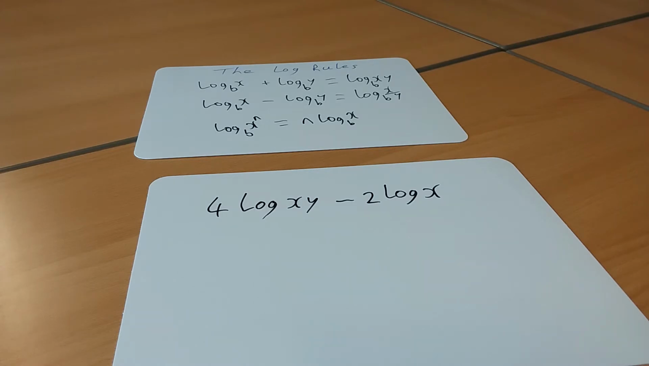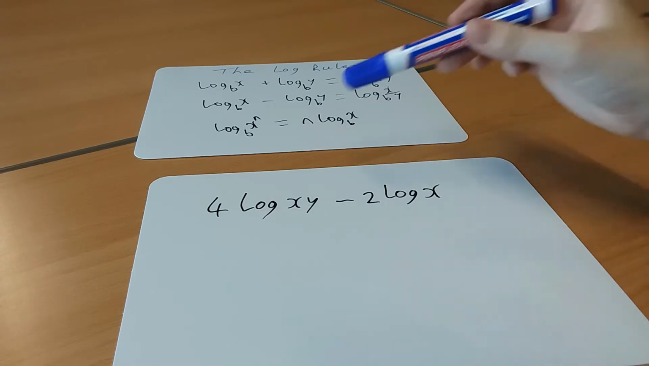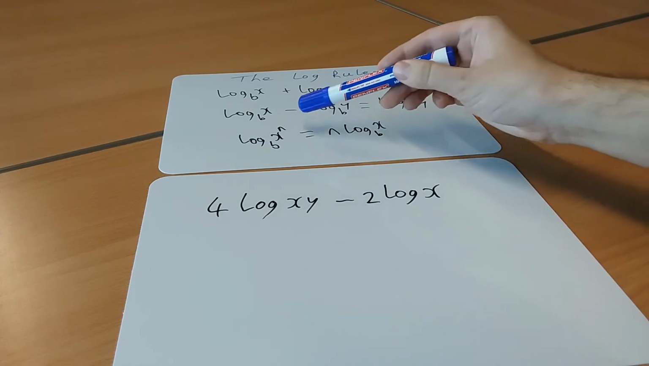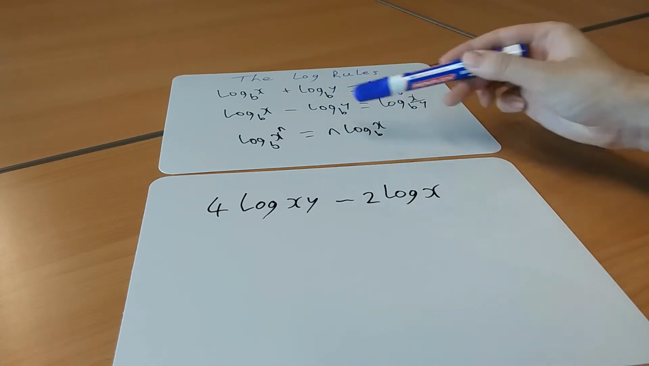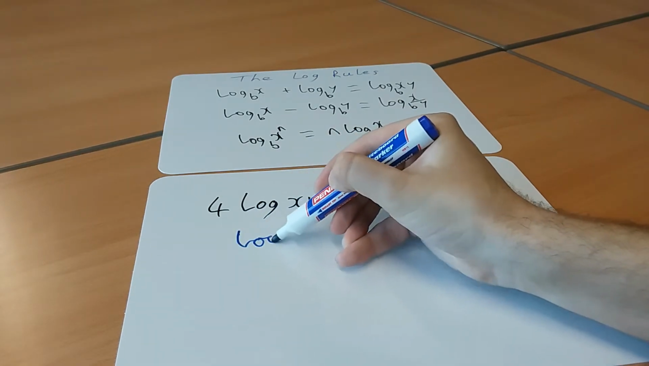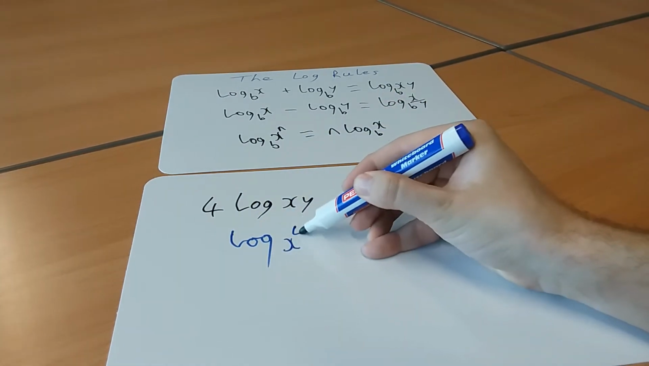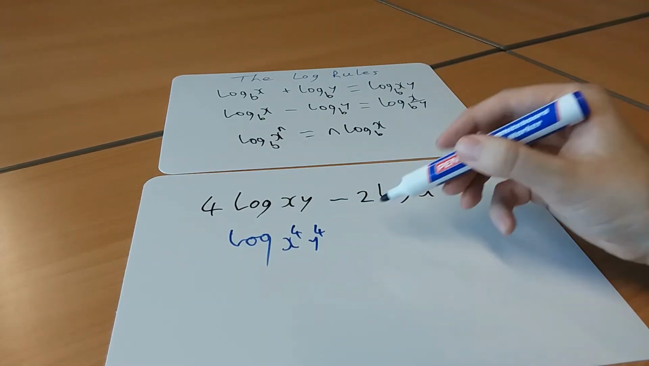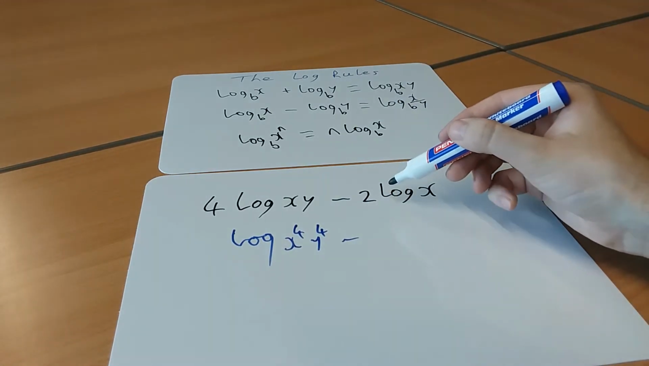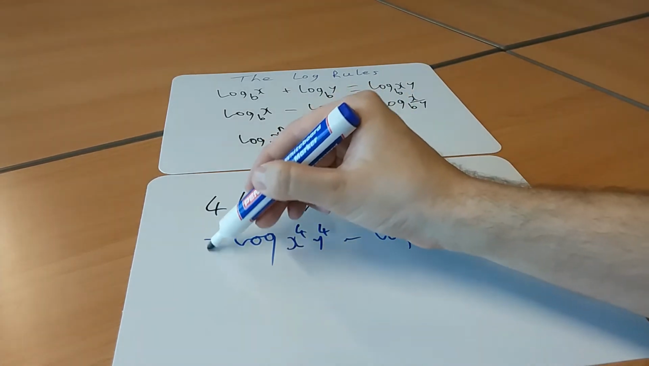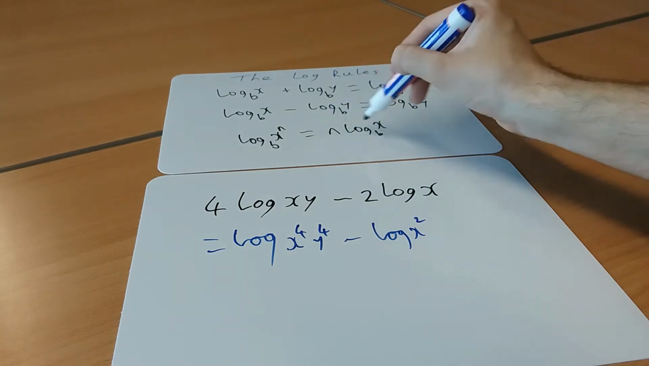So our answer will be in the form log of something. Now, anytime we see a number out the front, like here or here, we can use this rule. So if there's a number out the front, then we can bring it up as a power. So this becomes log of x to the 4, y to the 4. This one I can do on the same line of working. So this is log of x squared. So this is just using this rule here.